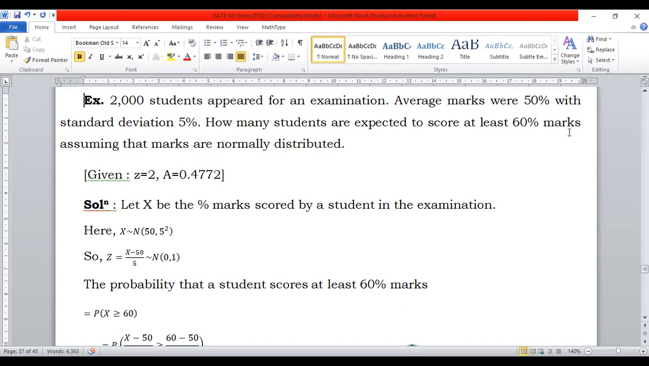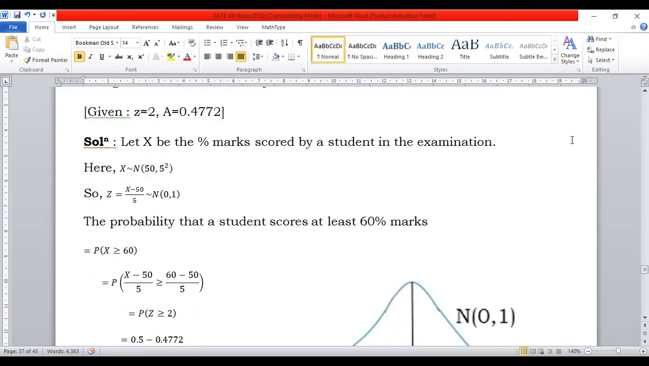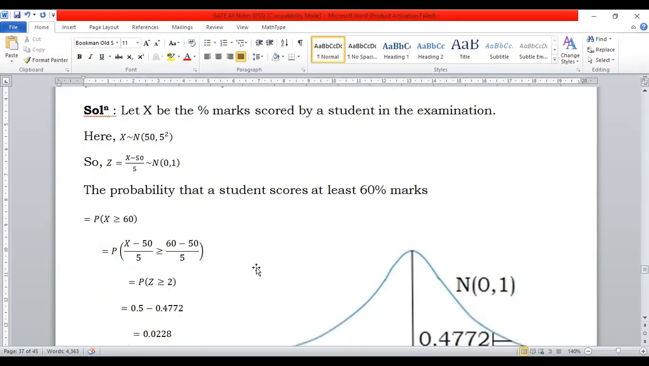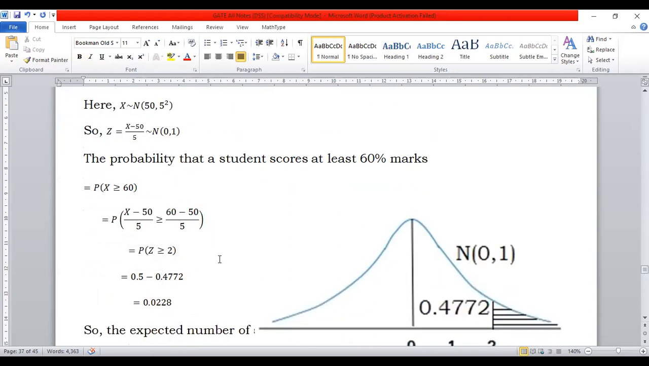Let us talk about the probability that a randomly selected student among these 2,000 is going to score at least 60% marks. So the probability that a student scores at least 60 is the probability that X is greater than or equal to 60. So we have to convert it in terms of Z. Probability that (X minus 50) upon 5 has to be greater than or equal to (60 minus 50) upon 5. That is probability of Z greater than or equal to 2.